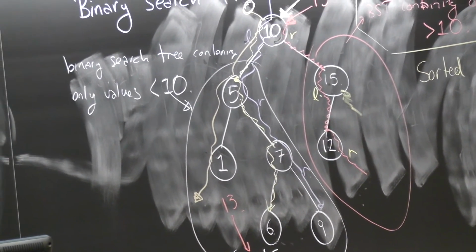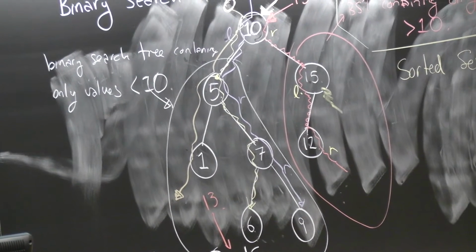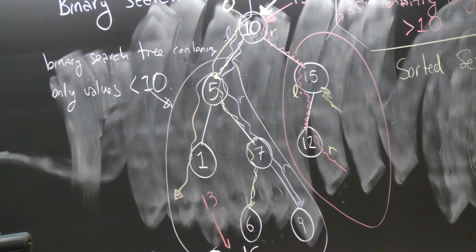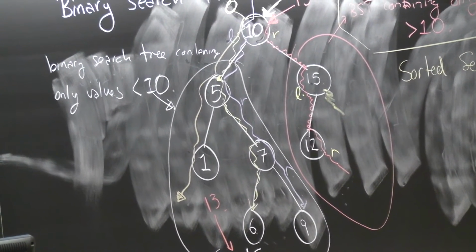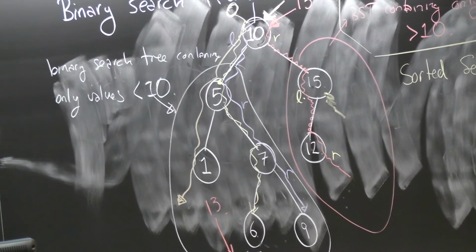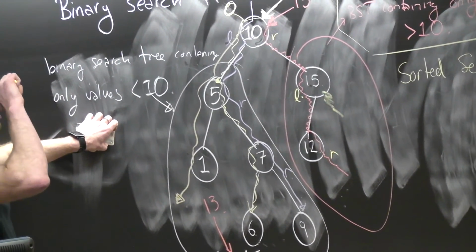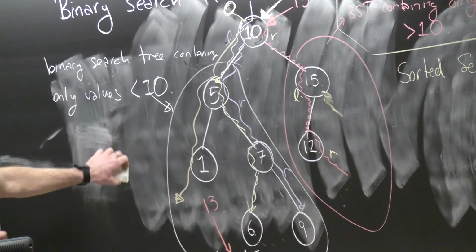All right. Any questions? Good. So this is important. We're going to be doing at least 3 different kinds of binary search trees in the next 3 classes. So understand what's happening here.